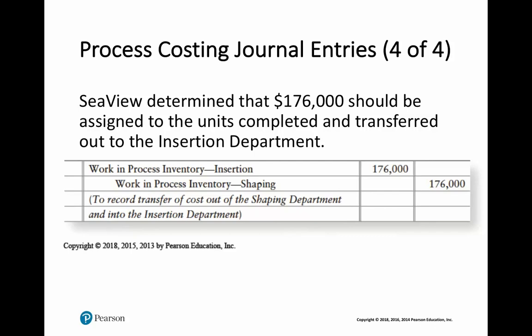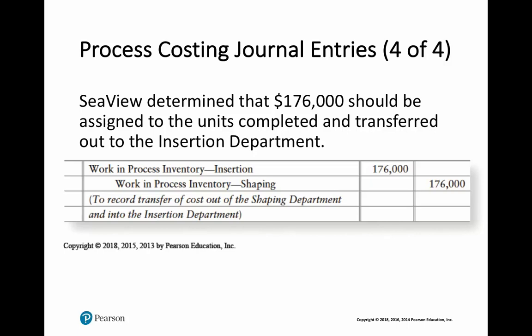The key other journal entry that you'll want to really make sure you understand for this chapter is, because we have multiple work in process accounts, as our batches are physically flowing through our manufacturing plant, going from department 1 to department 2 to department 3, in our accounting system, when we've calculated that work in process costs that are completed and transferred, we take it out of our first work in process account, shaping, and then we move that cost to the work in process inventory insertion. So we physically move the costs as the batch physically moves from department to department.